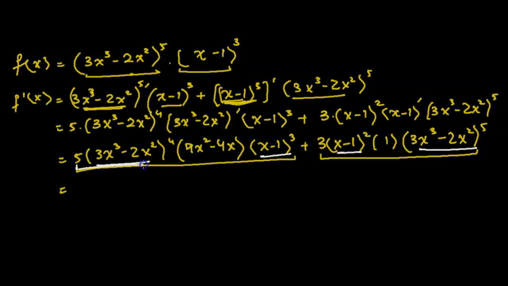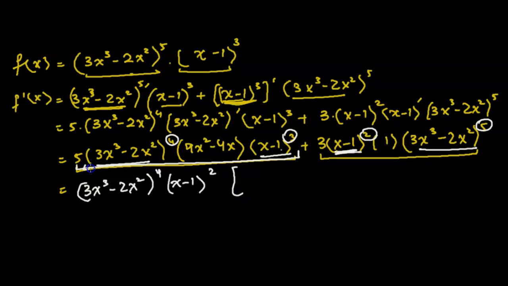So from the first bracket, that is this term, we're going to be taking out 3x cubed minus 2x squared. This has a power 4 and this has a power 5. We always take out the smaller power. So we're going to put this out. And then from x minus 1, this has a power 3, this has a power 2. We're going to write down the one with power 2.